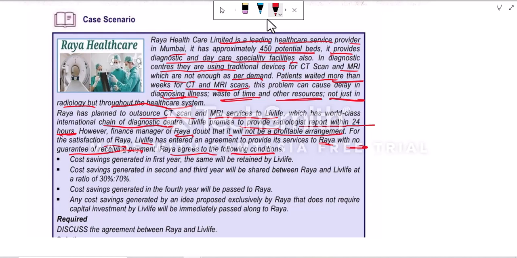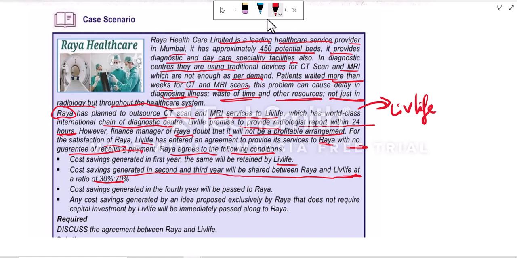Cost saving generated in the first year will be retained by Live Life. Cost saving generated in the second and third years will be shared between Raya and Live Life at the ratio of 70%. See what happens when they outsource something: Live Life will pay some commission to them. But what Raya thought is, if they themselves provide the CT and MRI scans, they can earn a lot of money. But if they outsource, whatever money they are given is not profitable to us. So they thought of this and they came into one agreement.